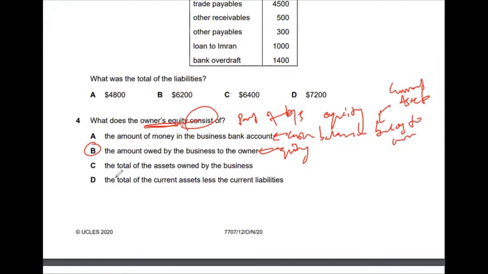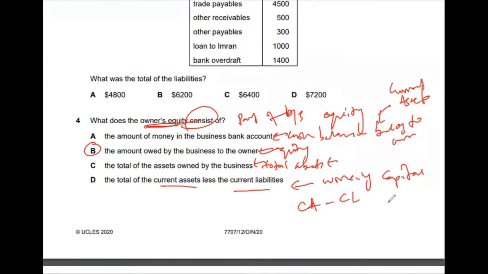If you read options C and D, the total assets owned. This is the definition of total assets. When you sum up total assets, that's what total assets is. The total of assets owned by the business is basically total assets. Then you have option D, which is the total of current assets less current liabilities. Now this is the definition of working capital. How do you calculate working capital? That is current assets minus current liabilities. So therefore, option D is not the correct option. The correct option for multiple choice 4 is option B.